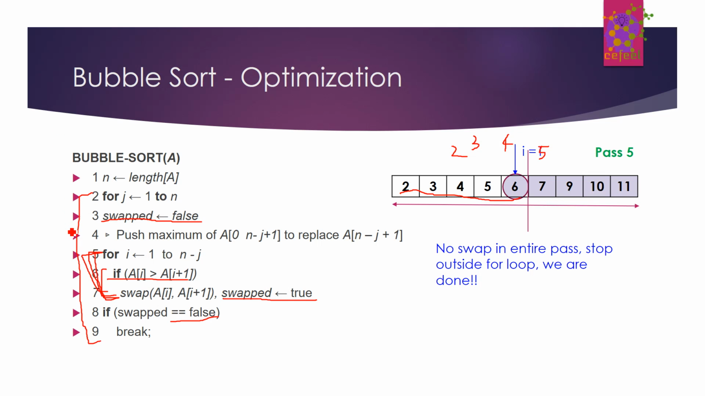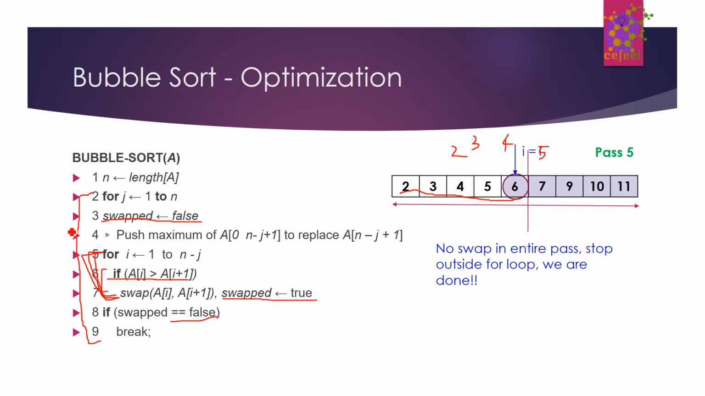So this is just a small optimization which can save us a few outside for loops if the data is already sorted. Let's say our data was already completely sorted. Then the inner for loop will just run once, and because there is no need to swap, the outer for loop will break. So in short, we will be done with one single pass.